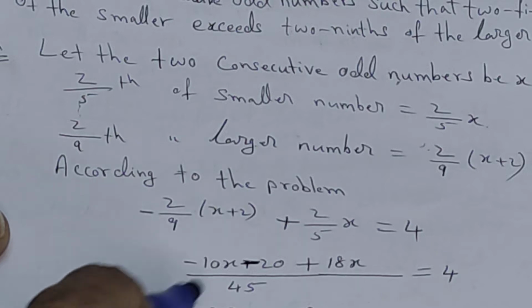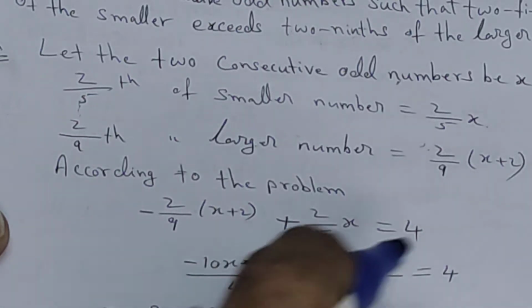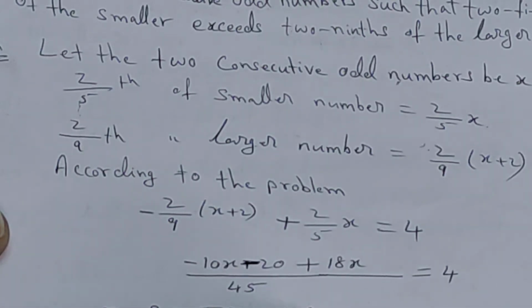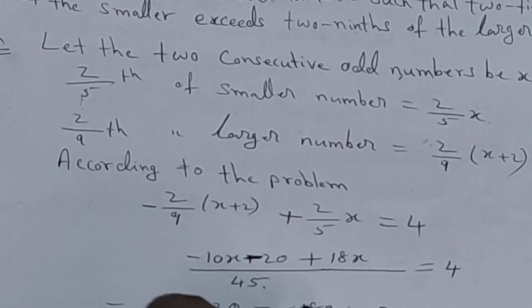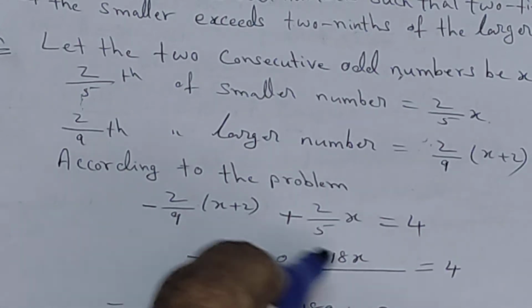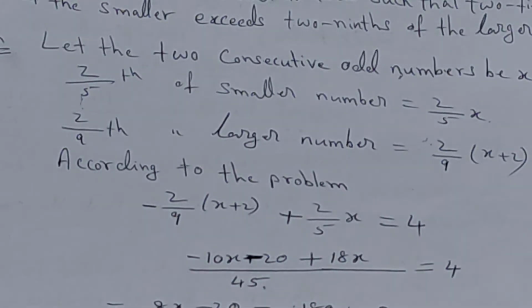Correct. Now if I solve this, 18 minus 10, what do I get? 8. 8x minus 20 is equal to, I cross multiplied 45 into 4. So 45 into 4 is what? 180. Now the value of 8x is equal to 200, because 180 plus 20 goes that side. So x would be 200 by 8. That would be 25. Now I got the value of x as 25.